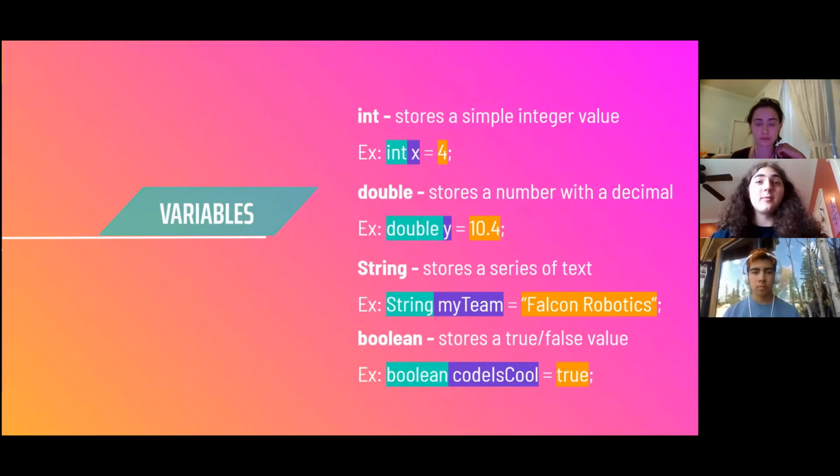And then we have a Boolean variable. A Boolean is very multi-purpose, but it stores a true-false value, like 0 and 1. They're usually titled after statements. So the Boolean code is cool, just to let you know the code is cool.